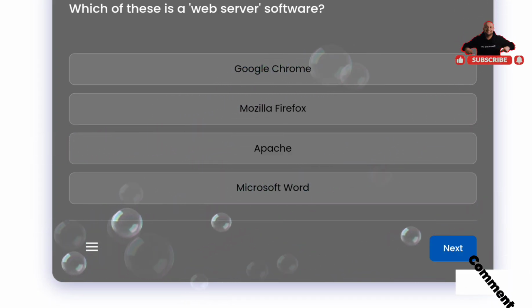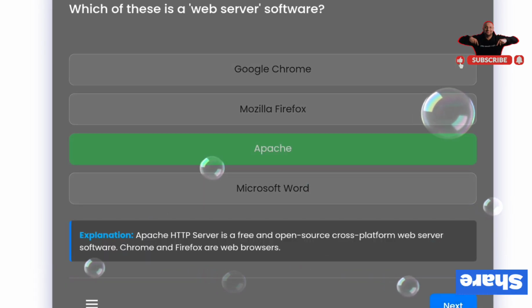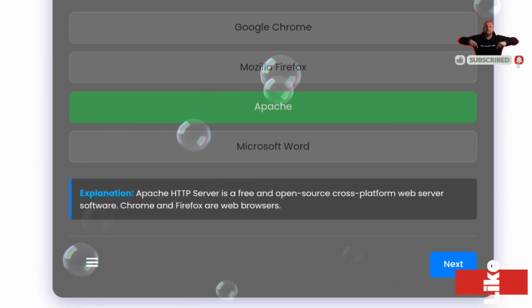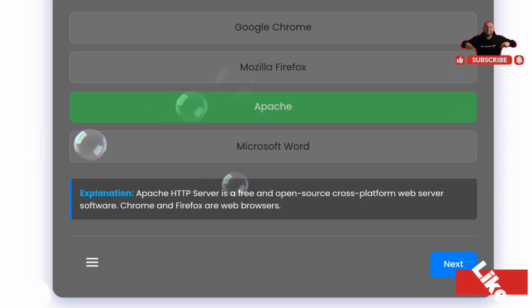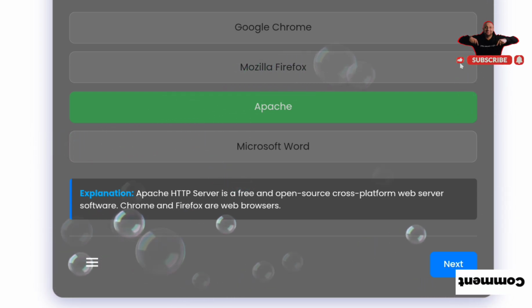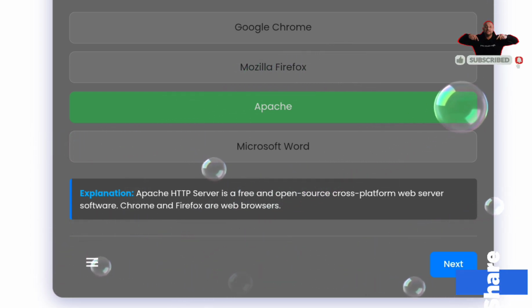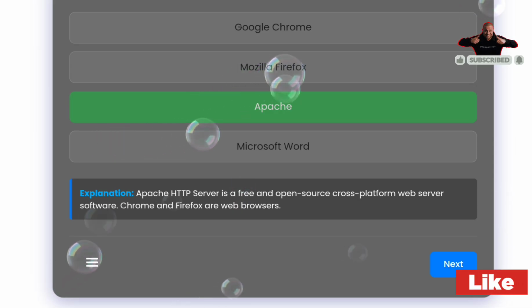Which of these is a web server? Apache. Apache HTTP server is a free and open source cross-platform web server software. Chrome and Firefox are web browsers.